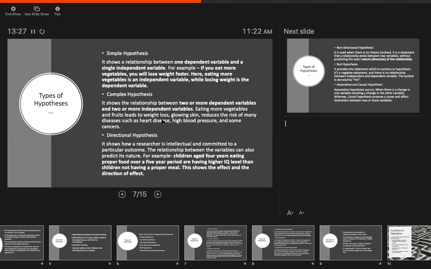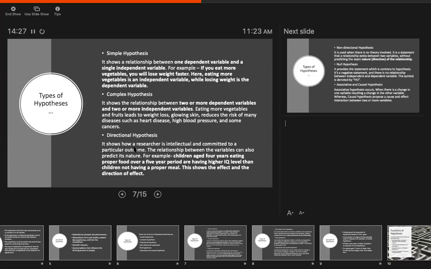Complex hypothesis. A complex hypothesis shows the relationship between two or more dependent variables and two or more independent variables. Like for example, I say eating more vegetables and fruits. Here I've added fruits and vegetables as independent variables. Result in weight loss and skin glowing and reduction of toxins, right, which cause diseases. So I'm going to say two independent variables, namely vegetables and fruits, you can consume any amount, but that will impact your weight, skin glow, reduction of risk like toxins, which may cause diseases, heart disease, blood pressure, and cancer.